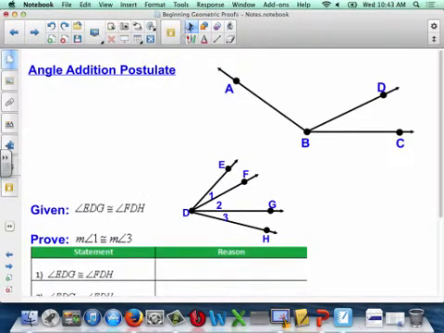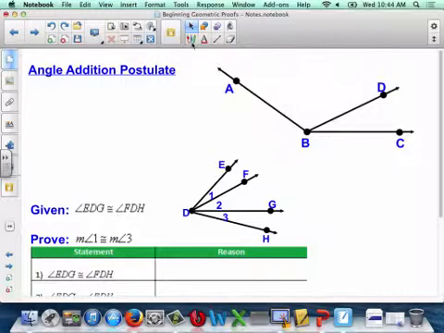When we talk about angles, guys, the concept doesn't change. We're just gonna use different terminology. So what does the angle addition postulate say? No, Brandon, just generalize it. What's the angle addition postulate?